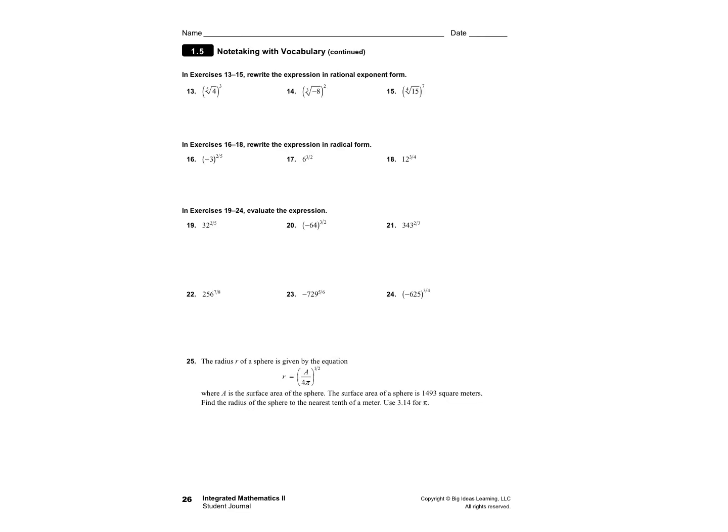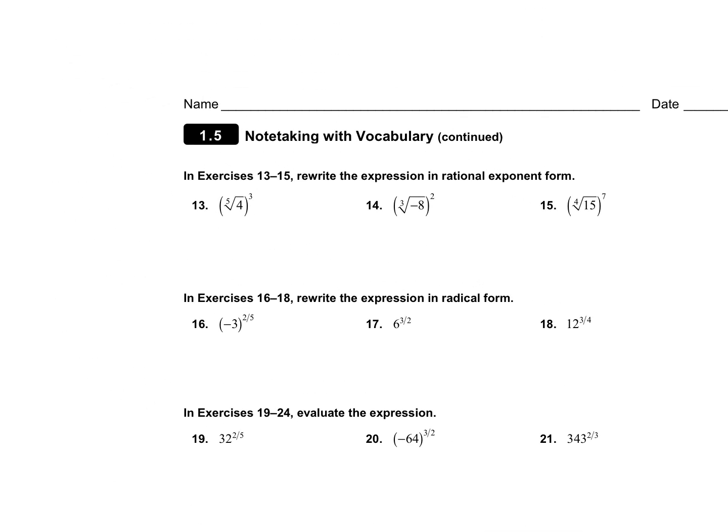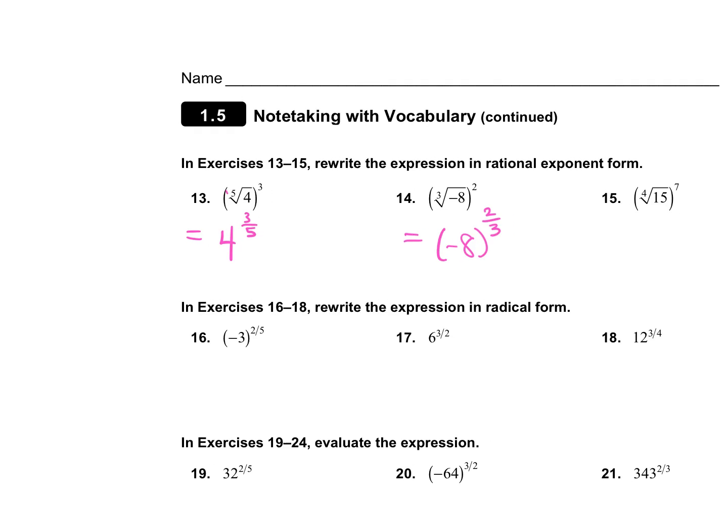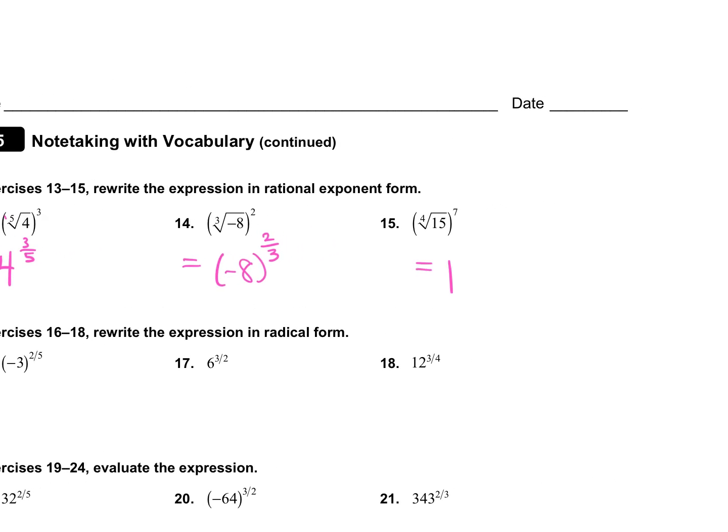Okay, this one involves rewriting. Okay, so rational exponent form. Remember, whatever the root is, that goes in the denominator. So 4 to the 3/5. Whatever the root is, the denominator. Negative 8 to the 2/3. 15 to the 7/4.